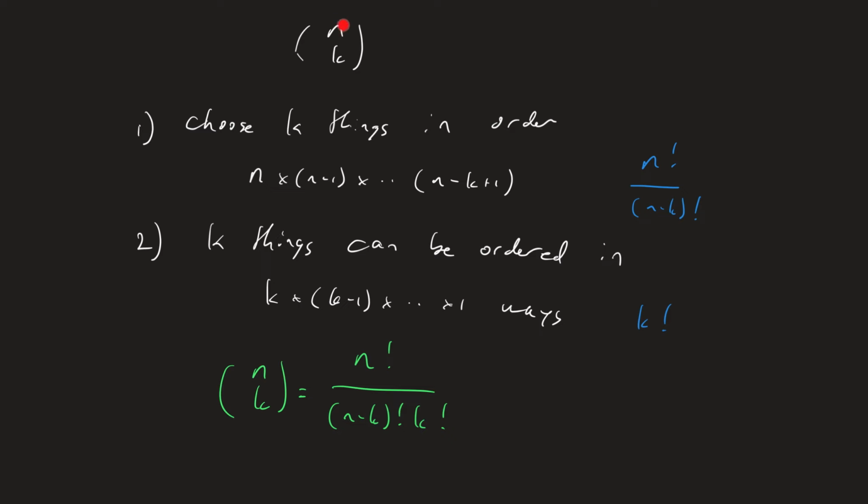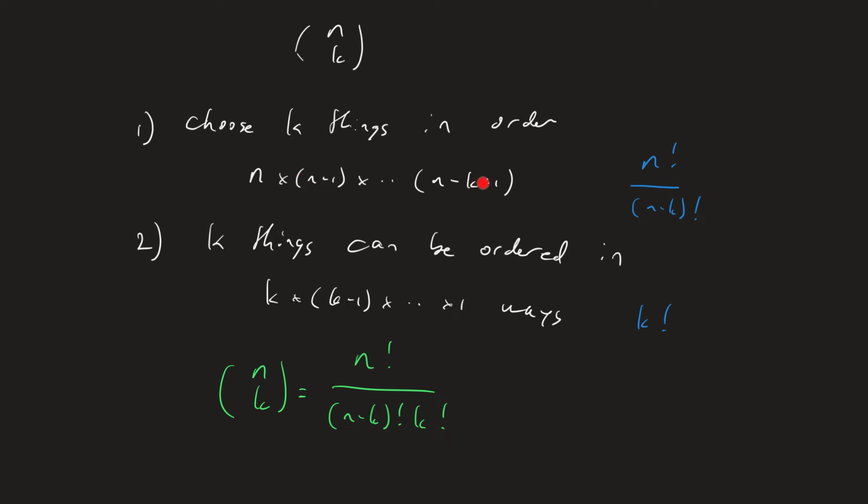Now let's look at the general case. We have n objects, we want to choose k of them. How many ways are there? Well, first we choose k things in order. And so the first thing I choose, I can choose out of n objects. My next choice, because I've already chosen one, there are n minus 1 objects to choose from, all the way down to n minus k plus 1. This gives me k terms here, because I've chosen k things.